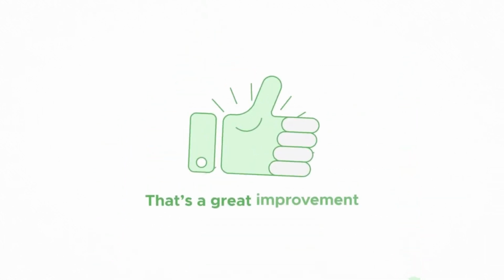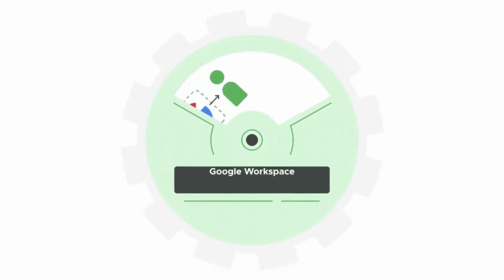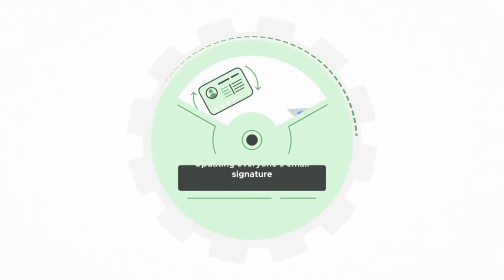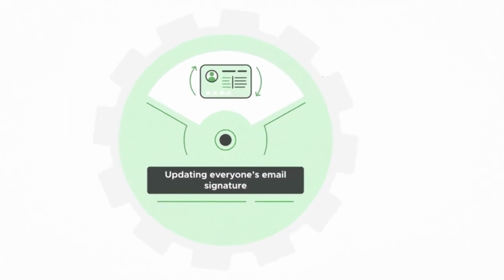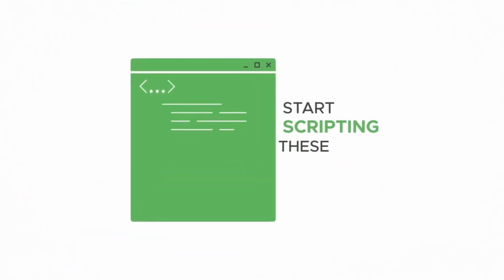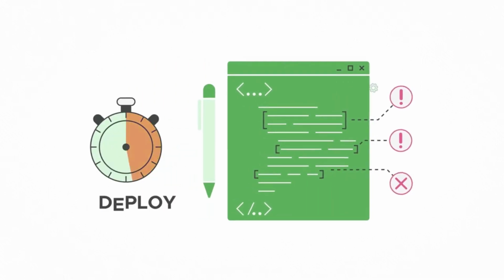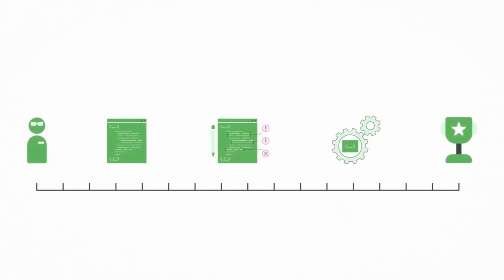That's a great improvement, but it doesn't solve the problem, as you still need to do the actual work, like offboarding a user from Google Workspace, creating a Google group, or updating everyone's email signature based on the marketing team's request. And yes, the next step would be to start scripting these tasks, but you need time to write the code, test, and deploy it, setting you back potentially days or weeks from where you really need to be.